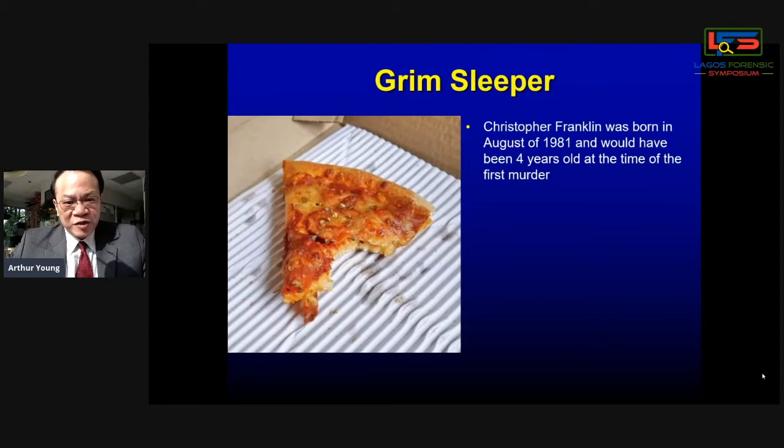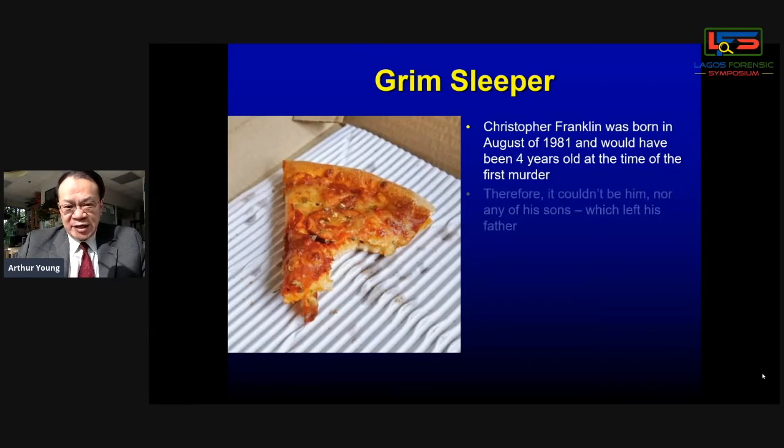So back to the Grim Sleeper. Christopher Franklin was born in August of 1981, so he only would have been 4 years old at the time of the first murder in 1985. Therefore, it couldn't be him, but it also couldn't be any of his sons because he was only 4 years old at the time, which means that it could only have been his father.